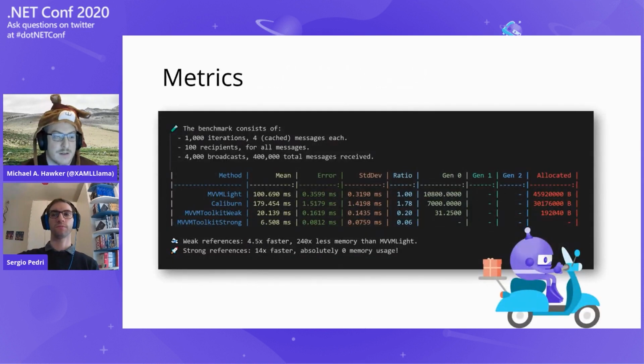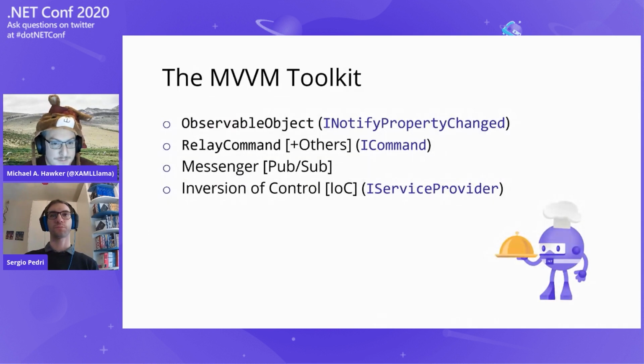And so you can see that with some benchmarks here we did on our Messenger publish-subscribe class, comparing to our predecessors of MVVM Light and Caliburn.Micro. We get 5 to 14 times faster performance with hundreds of times less memory, or if you use the strong reference that Sergio is going to talk about a little bit later, you can even get 0 allocation for memory for broadcast messages.